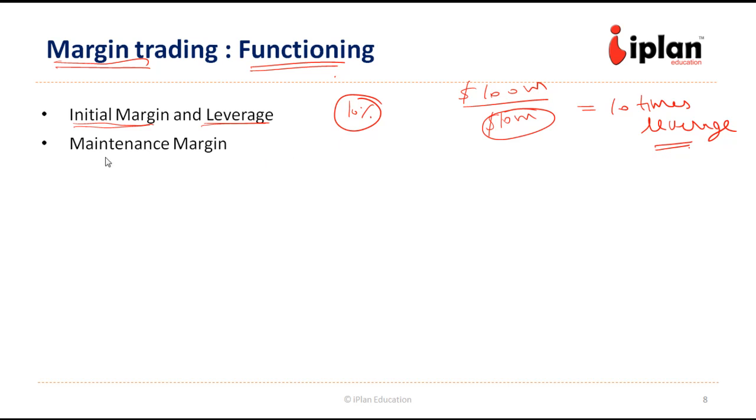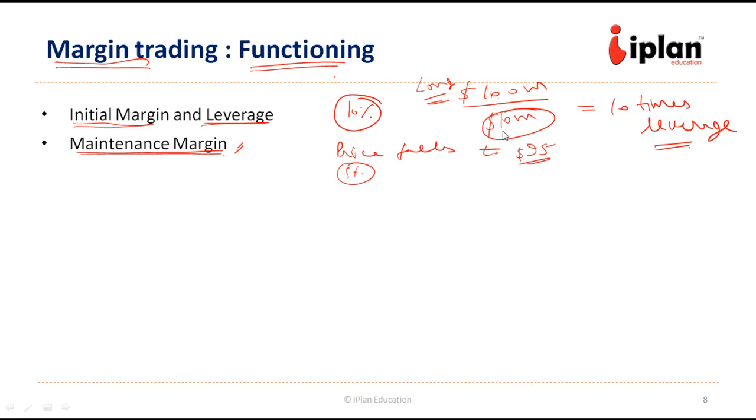The next concept is maintenance margin. This is the margin which has to be maintained in the account. When there is a price change, the margin will fall. So this is the minimum margin which has to be maintained in the account. For example, a trader has gone into a long position of $100 million. Suppose he bought 1 million contracts of $100 each, and the price falls from $100 to $95. So there is a 5% fall.